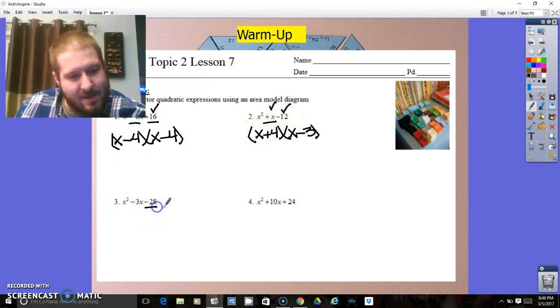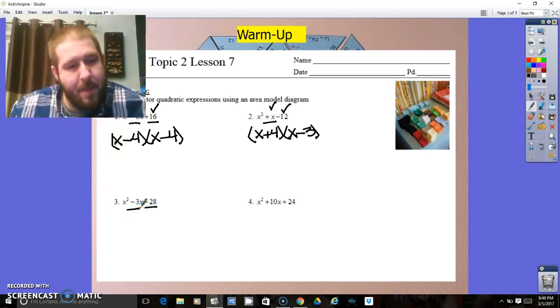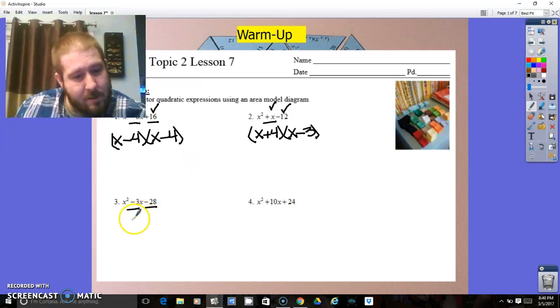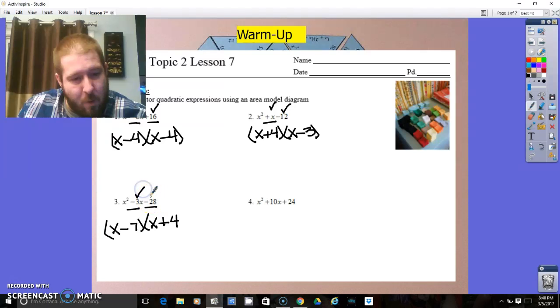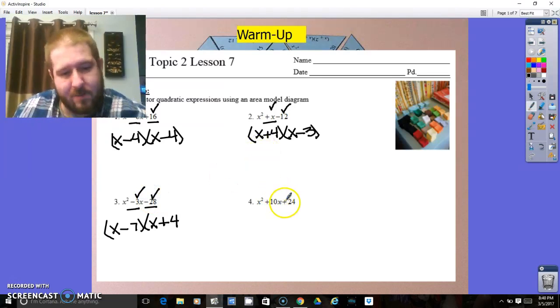All right, so once again, the C is negative. So that tells us that it's going to be one positive, one negative again. The B term is also negative. So that tells us that the negative has to be the bigger number by 3. So it looks like it's going to be 7 and 4. x minus 7 and x plus 4, because negative 7 is 3 bigger than 4, and multiply them, you do get negative 28.